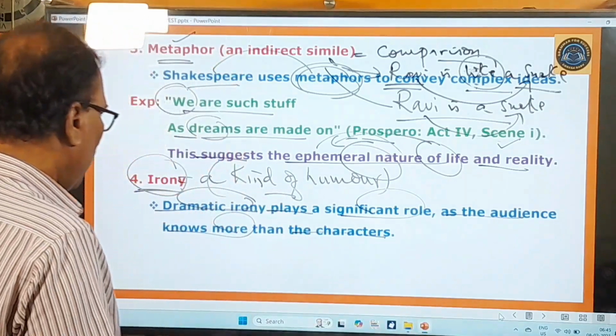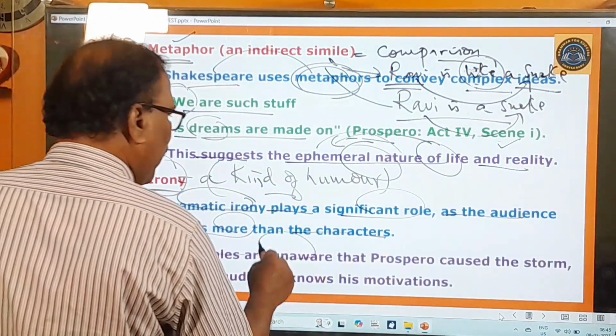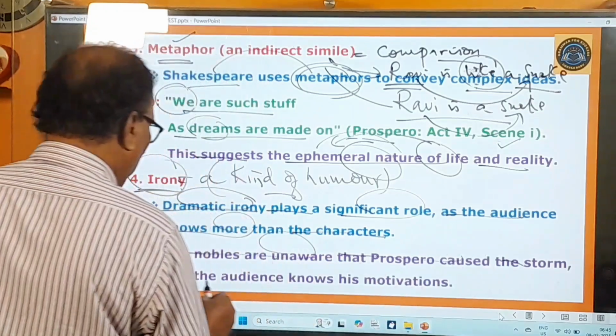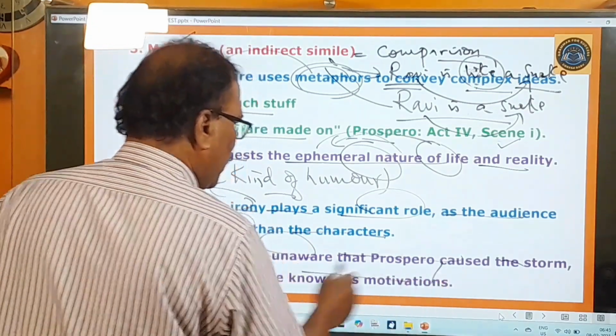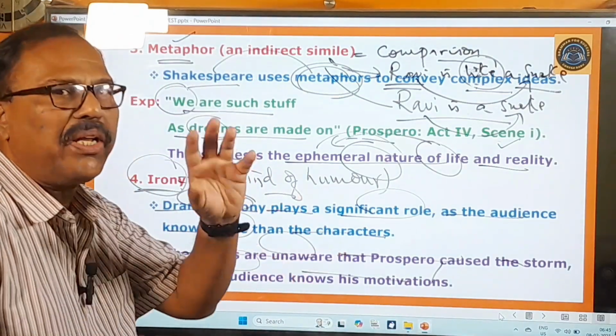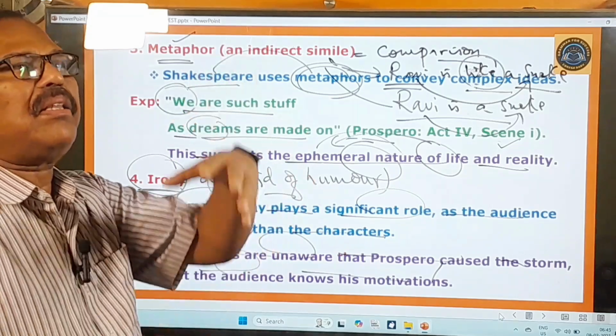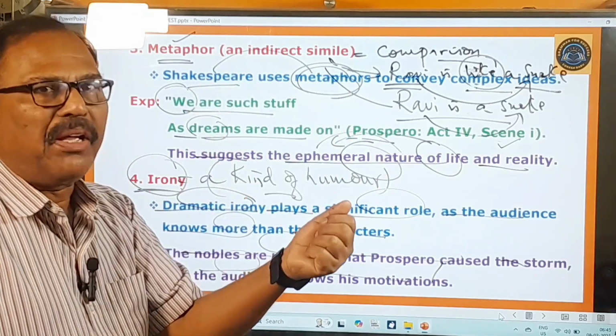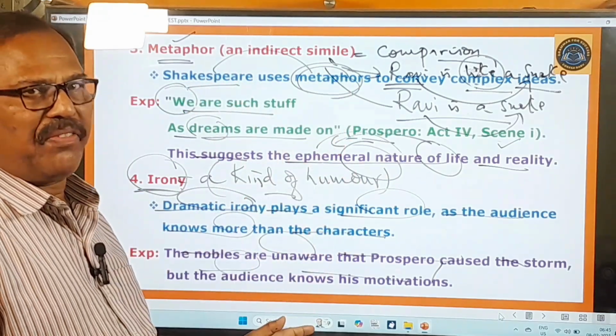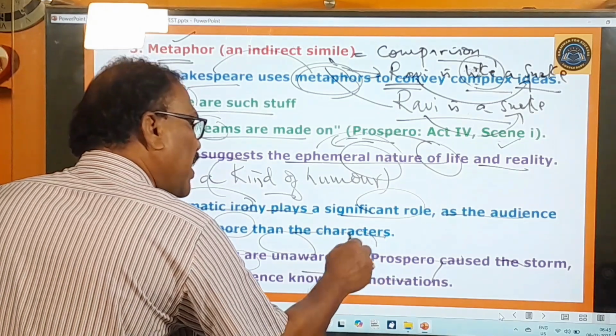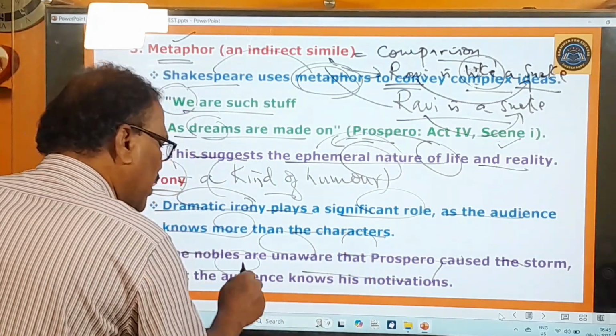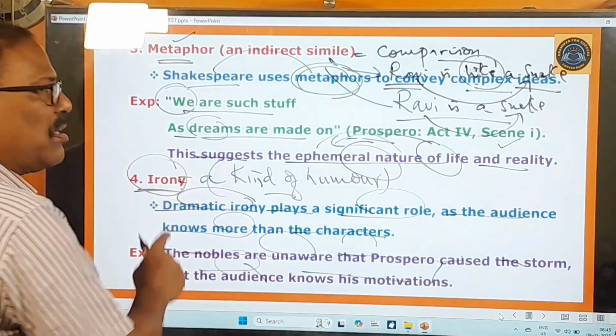So here, you know very well, the nobles are unaware that Prospero caused the storm, but the audience knows his motivations. On the sea, this Prospero created a big storm, and in that storm, the ship was trapped and it has become shipwrecked. You know that very well. The fact that Prospero created that storm is known to the audience, but not to the nobles that are traveling in that ship.